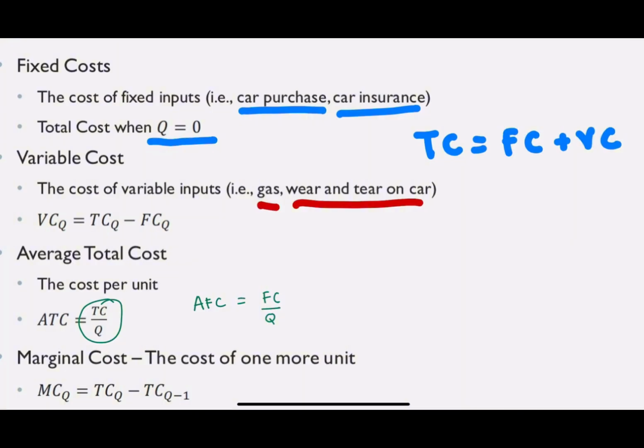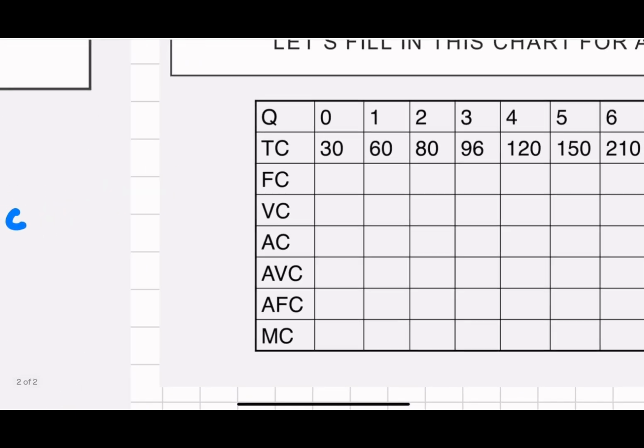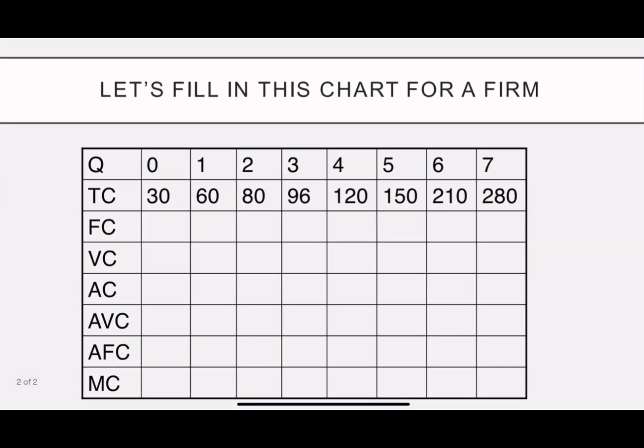And we're going to measure this as the marginal cost is equal to the total cost of producing Q units minus the total cost of producing one fewer unit. So it's the cost of one more unit. So with this information, let's go ahead and fill in this chart for a specific firm.